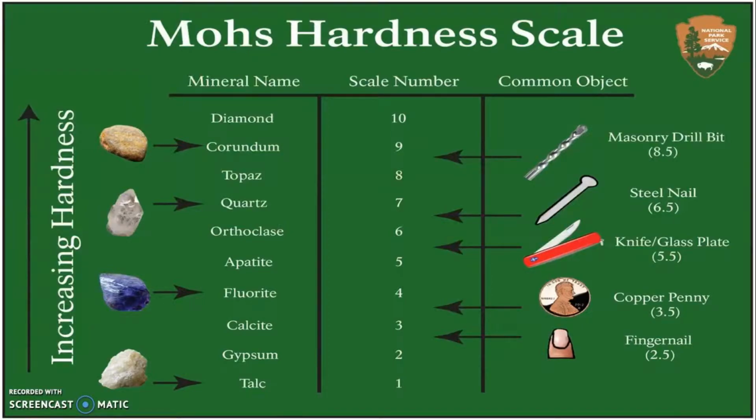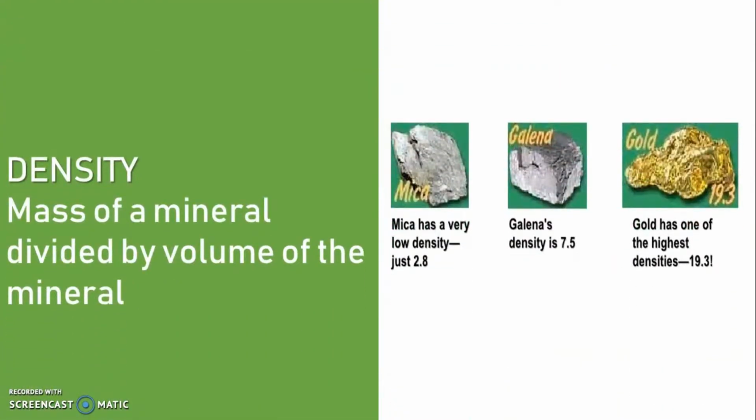And lastly, we have density. Density is the mass of a mineral divided by the volume of the mineral. Specific gravity is a measure that's usually used here. Most common minerals have a specific gravity of 2.7, while gold generally has the highest at about 19.